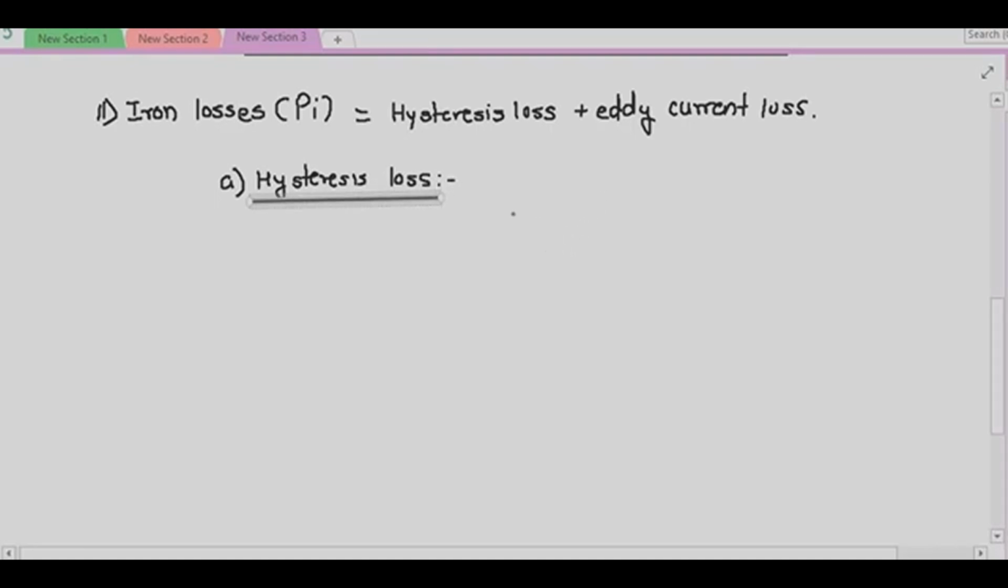Hysteresis loss takes place in the magnetic material. So the area enclosed by the hysteresis loop of a magnetic material represents the hysteresis loss of that particular material. In order to reduce the hysteresis loss, we have to use special magnetic material. So to reduce the hysteresis loss, what have we done? We have used silicon steel, which has high permeability and low reluctance, and this will reduce the hysteresis loss.